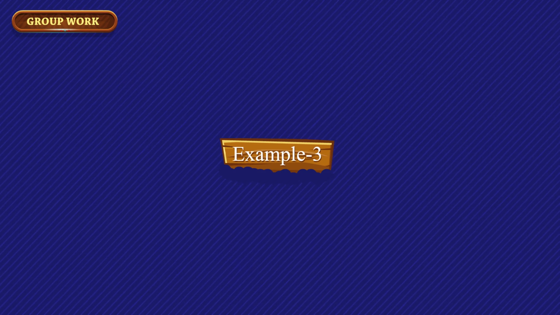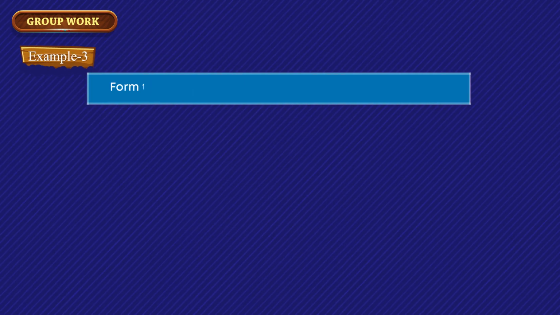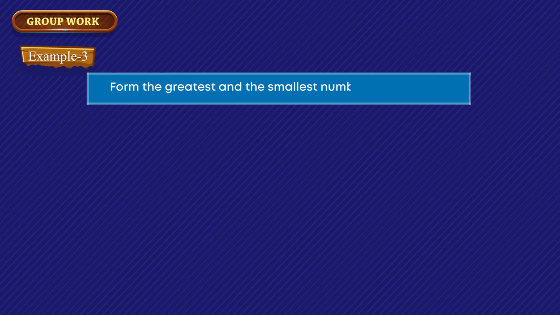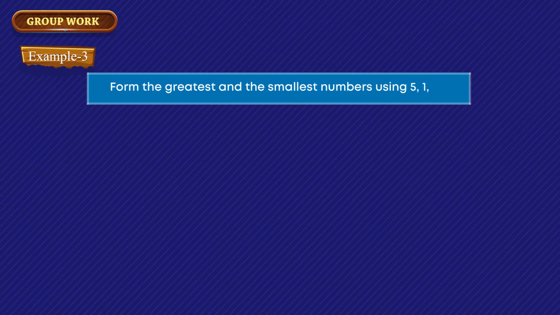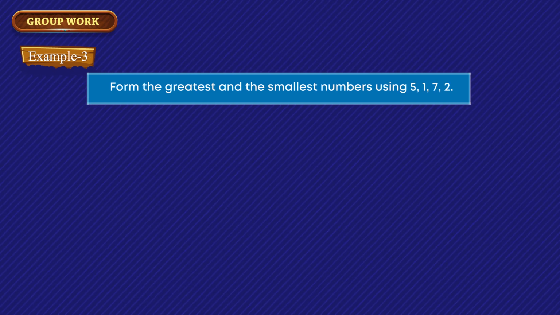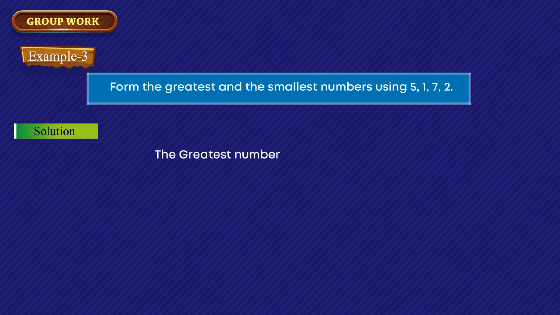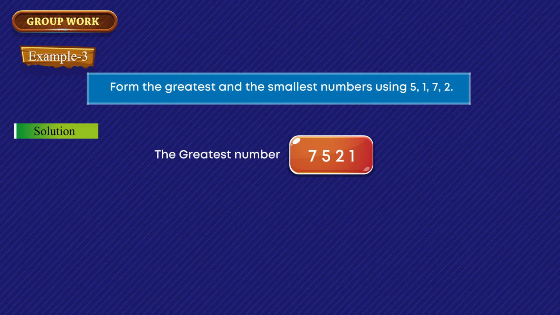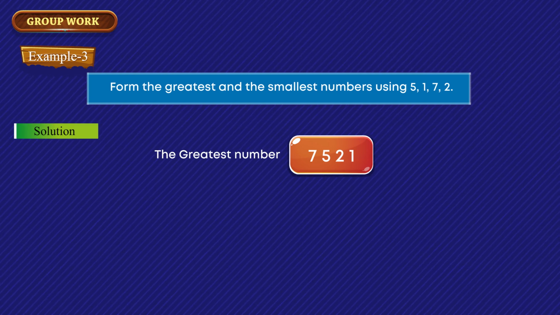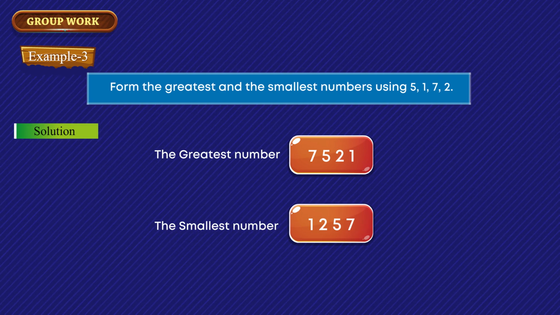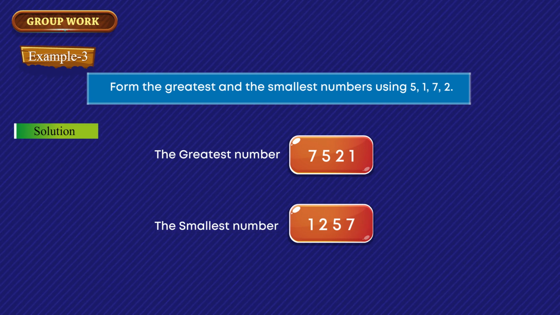Example 3. Form the greatest and the smallest numbers using 5, 1, 7, 2. Solution: the greatest number 7521. The smallest number 1257.